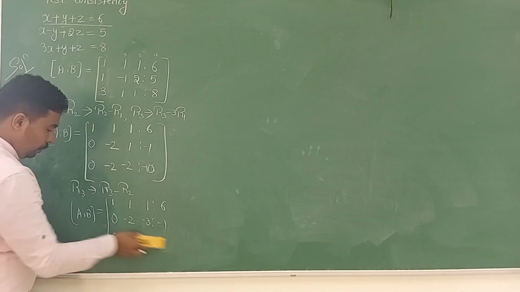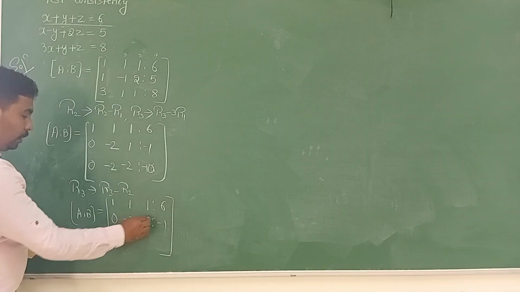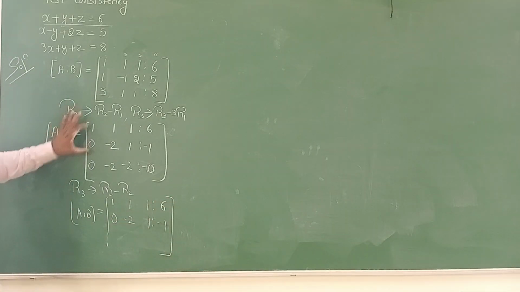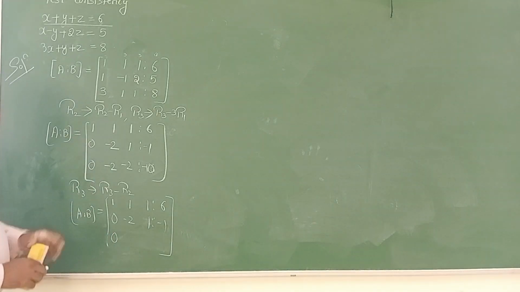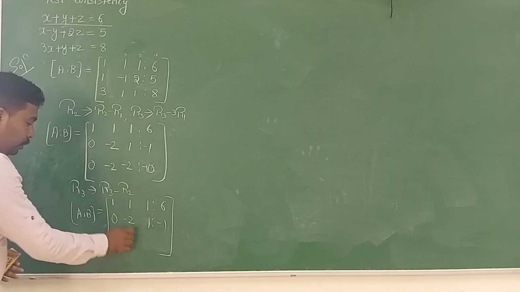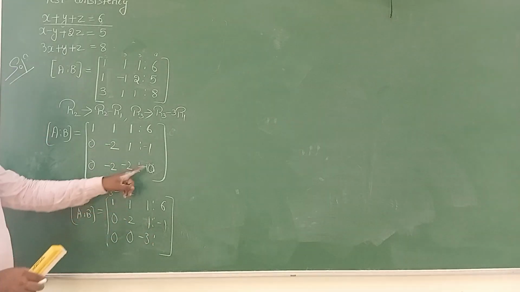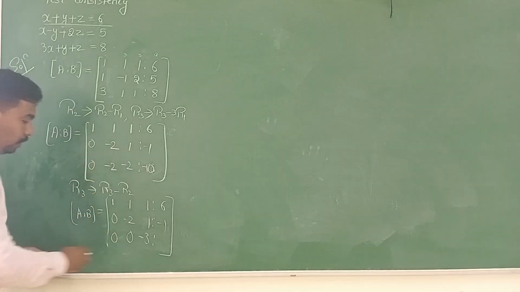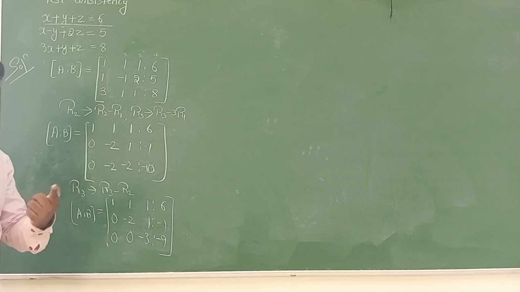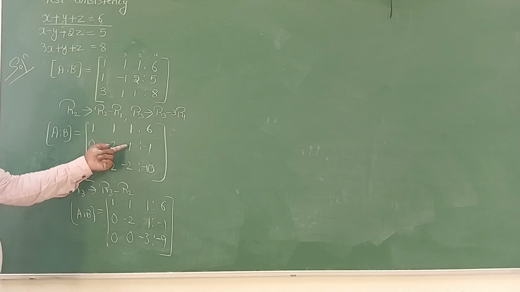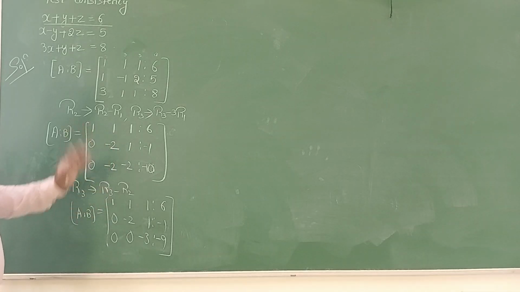So now this I write as it is. First row, second row, change only the third row. 0 minus 0 is 0. Minus 2 minus of minus 2, plus 2, is 0. Minus 2 minus 1 is minus 3. Minus 10 plus 1 is minus 9. See here, one sign also matters a lot. If I miss one, see, I just missed a plus here, that is the reason I got the answer wrong.